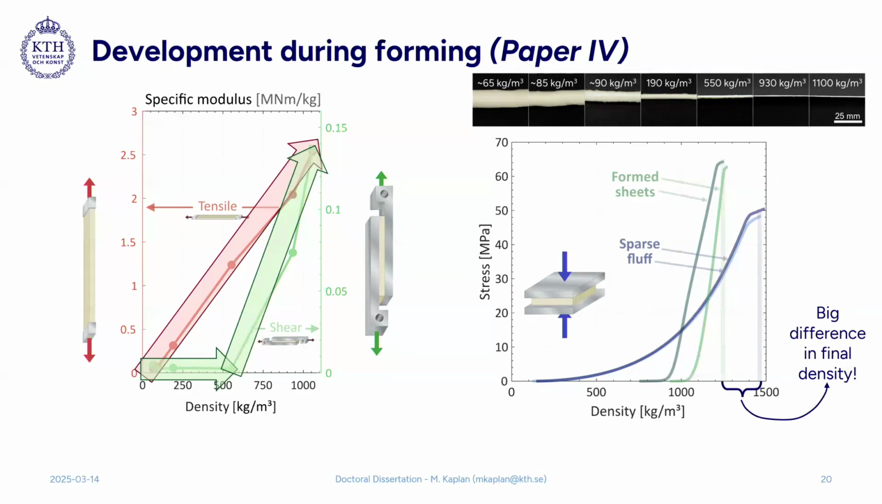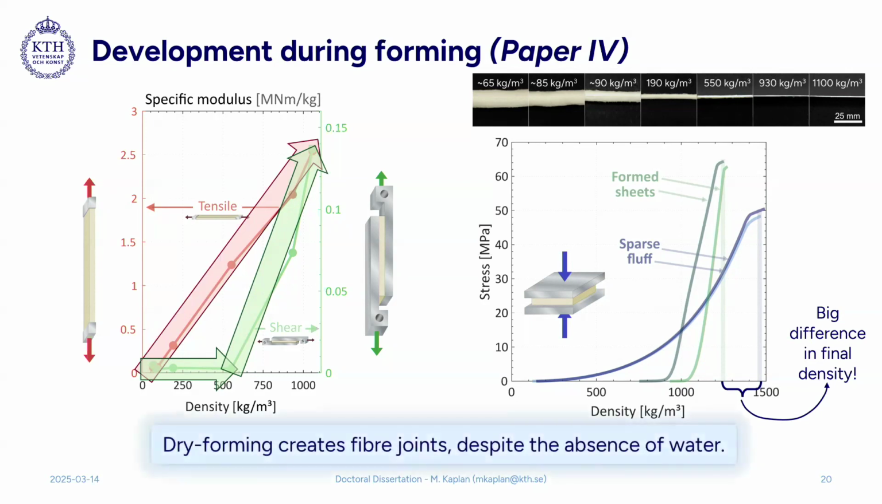So we are able to compress the sparse fluff a lot more than we're able to compress the formed sheets. And I believe this is due to the fact that in the forming process, with the added heat and pressure, we have formed joints that actually restrict the network from deforming in plane when we press it in the out of plane direction. And so what we could conclude here was that we do create joints in the dry forming process, despite the fact that we don't have any water.